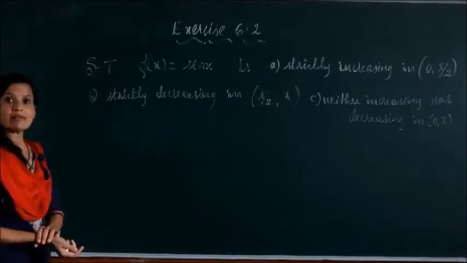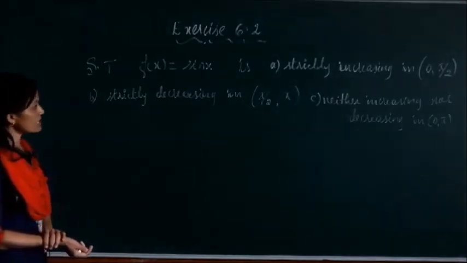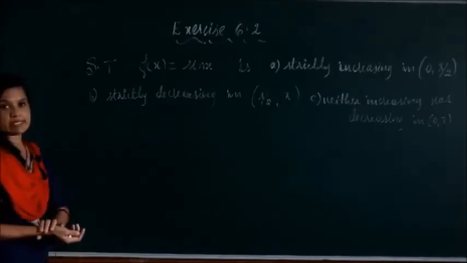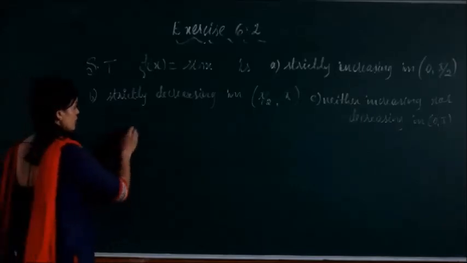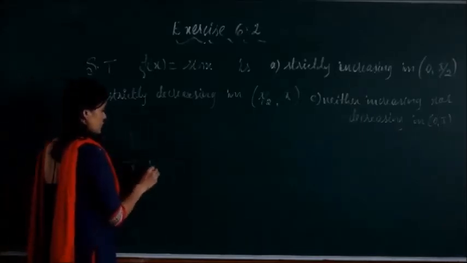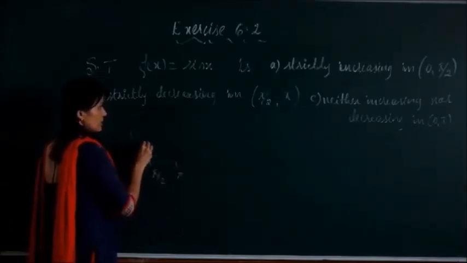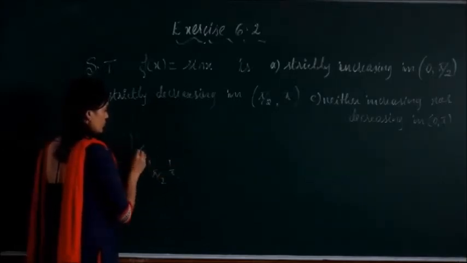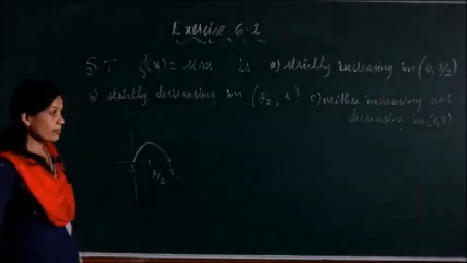The next question, show that the function given by f of x is equal to sin x is strictly increasing in the open interval 0 to pi by 2 and strictly decreasing in the open interval pi by 2 to pi, neither increasing nor decreasing in the interval 0 to pi. By looking into the graph of sin x, easily you can make out. 0 to pi by 2, it is increasing, then pi by 2 to pi, it is decreasing, right? So this is from the graph. Now we have to prove it.